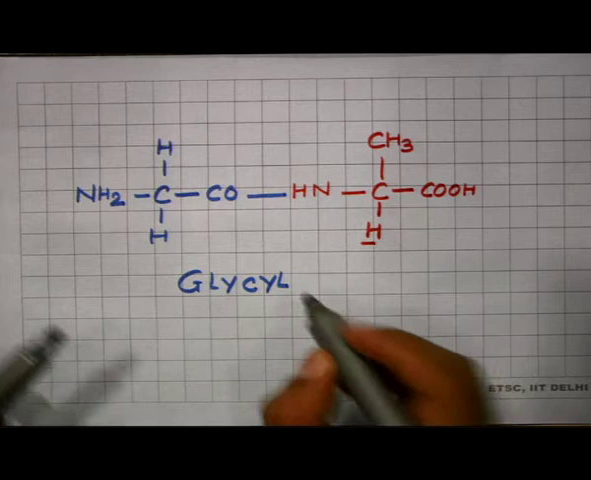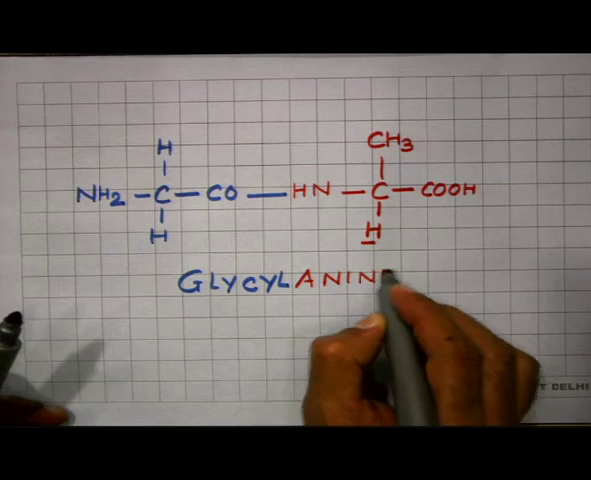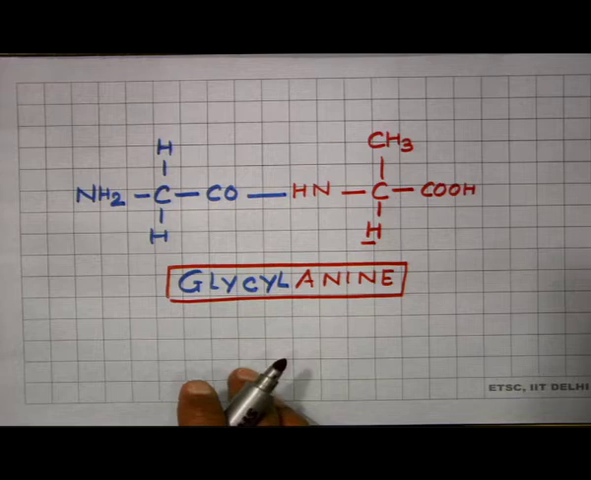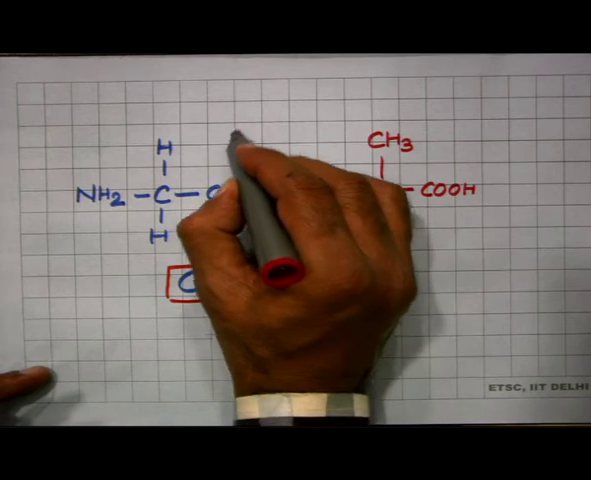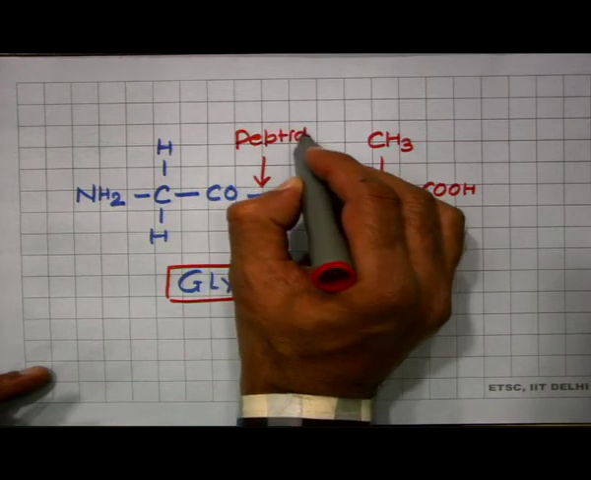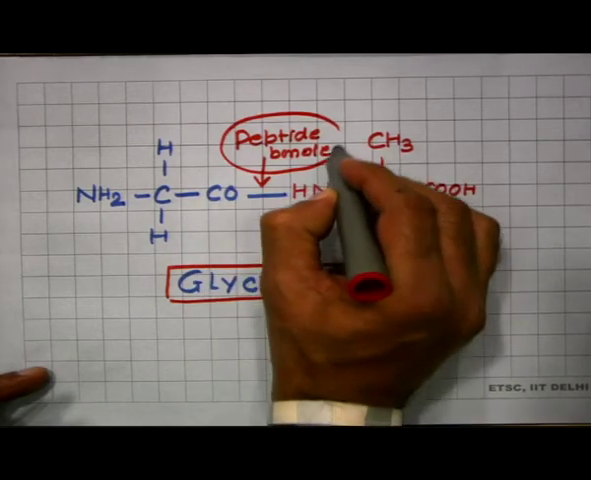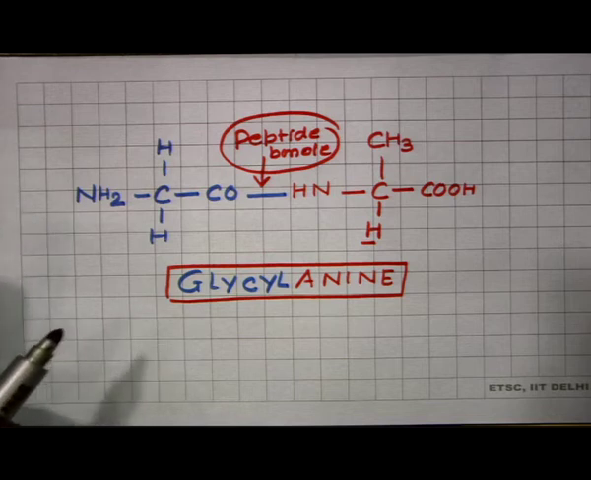Here is alanine. So, now the name of this protein is glycylalanine. Now, the peptide bond is here. So, now you can easily understand how the peptide bond is formed between two amino acids, as the water molecule is removed and the peptide bond is formed.